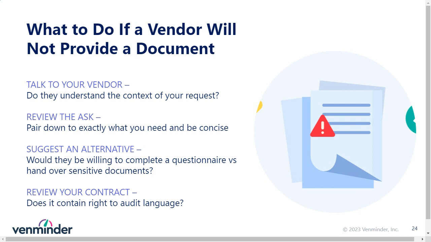So first, talk to your vendor. Try to build some rapport with them. See if they really understand the context of your request and why you are requesting this information. Review the ask. Pare down to exactly what you need and be concise. If you don't need certain controls, maybe just don't ask for them. Just tell them the controls that you're really looking for. And this actually is going to roll into suggesting an alternative.